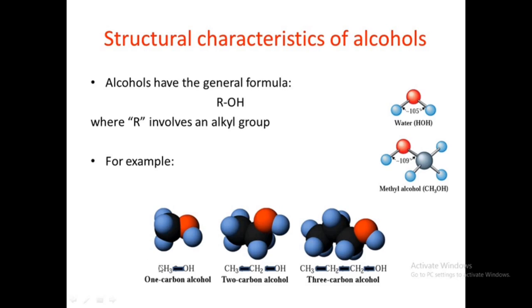In methyl alcohol, one carbon atom is present. In ethyl alcohol, two carbon atoms are present. And in case of propyl alcohol, three carbon atoms are present. So this is the basic information about alcohols, and you have to remember that in case of alcohols, the functional group is OH, and the functional group is directly bonded with an alkyl group.